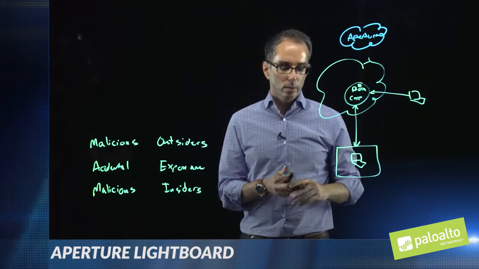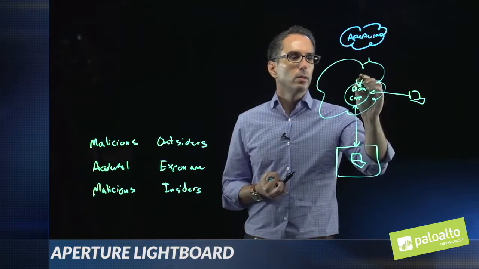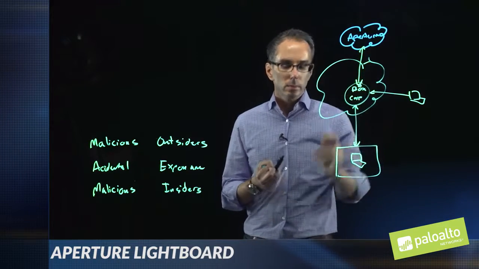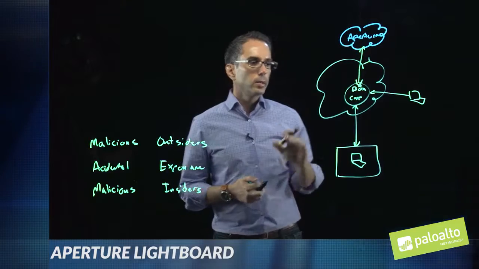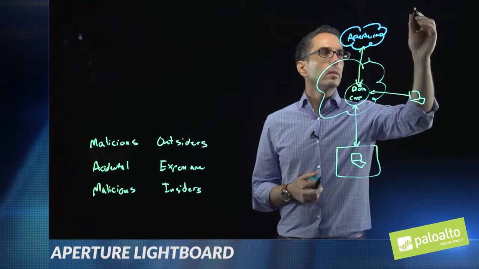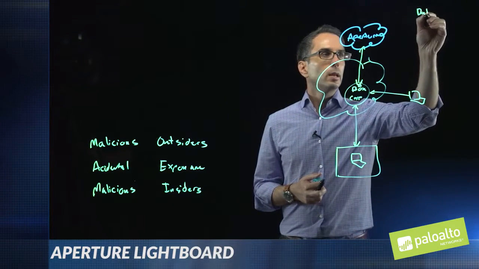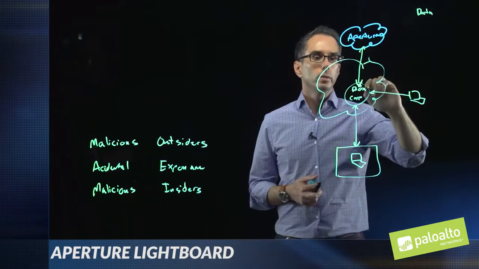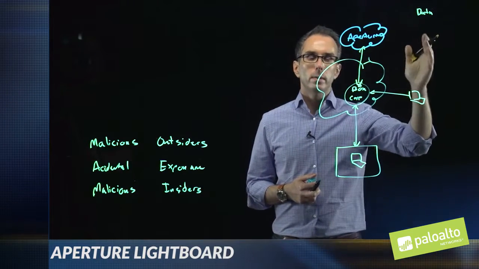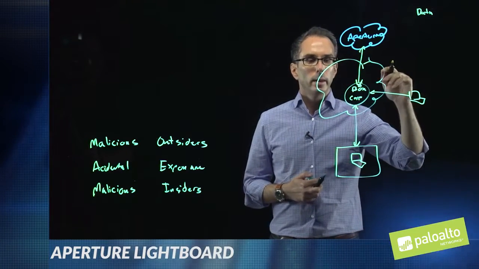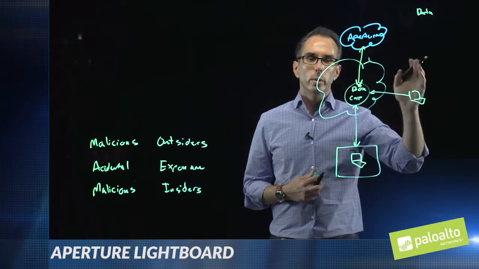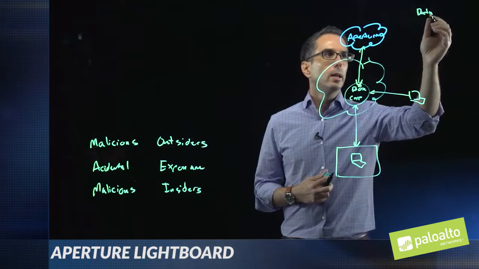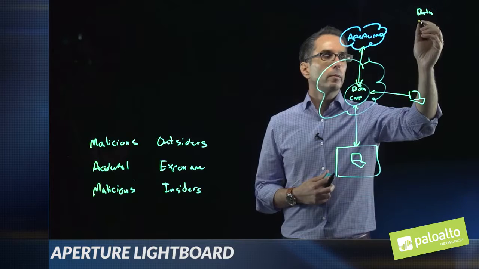Aperture connects directly to the SaaS service. And when it does that, it looks for a number of things. First, it looks for the data in the service. Is there sensitive data that's being shared? Their credit card numbers, personal information, things like that. And it looks at it in a very fine way.